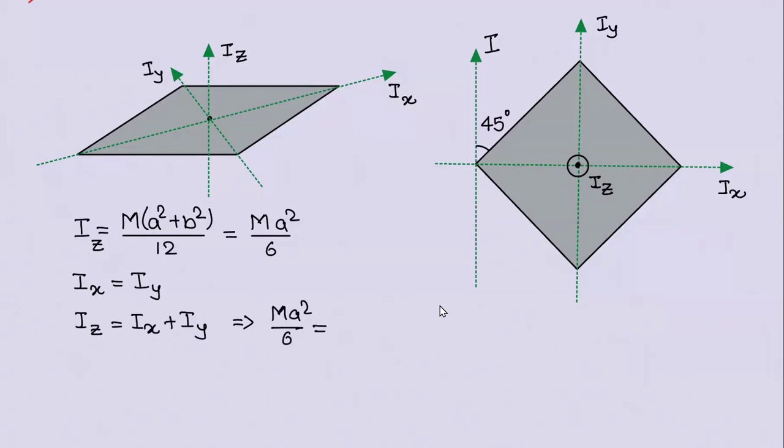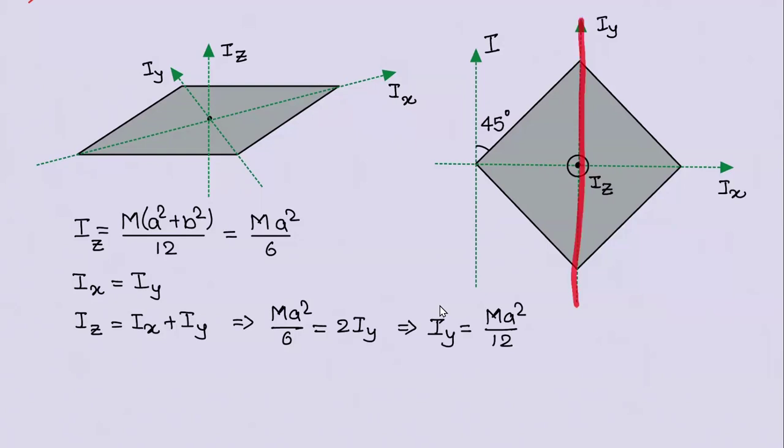But I can do one thing. I can replace Ix with Iy because they're equal here, right? So I can write like this, 2Iy. That implies Iy is equal to what? M a square by 12. Clear? I know moment of inertia about the y-axis, Iy.